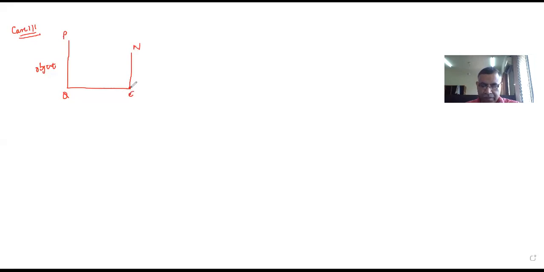Now, this is the object which is placed here. Let the object be A and B. This is a person. This is the mirror. Mirror is at the point C. These are the lines of sight. So this is mirror.